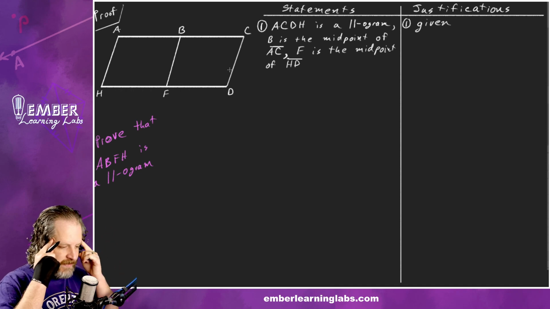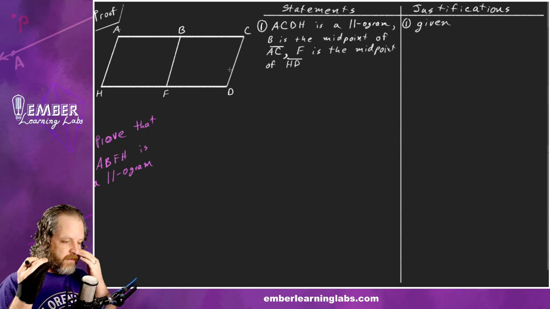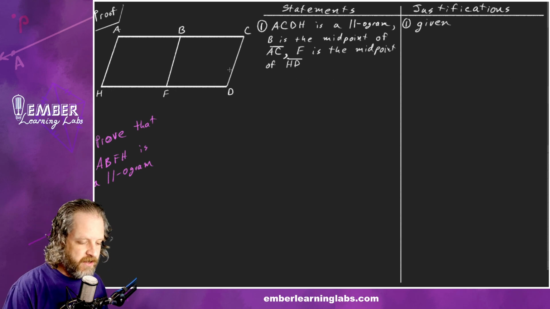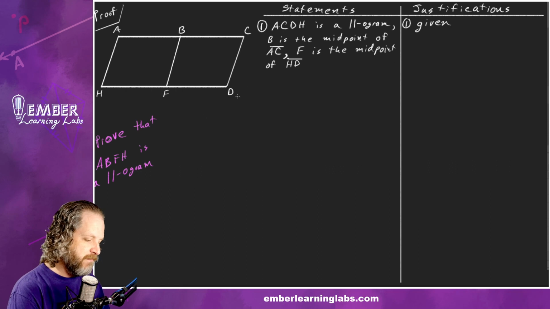When you're reading the given, those are things that you need to be thinking. You need to be putting those into your brain: what is this thing that I've been given? What does it tell me? And then you can in turn use that as a step in your proof. We're also told that F is the midpoint of HD, right? So that, again, is going to tell us that this is congruent to that ultimately.